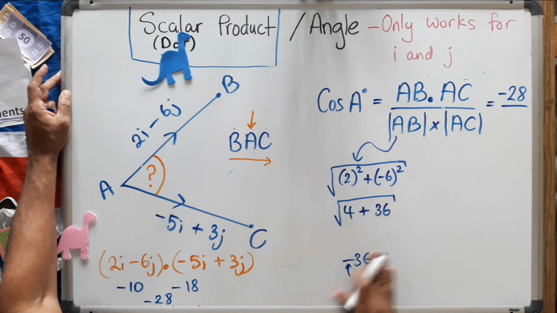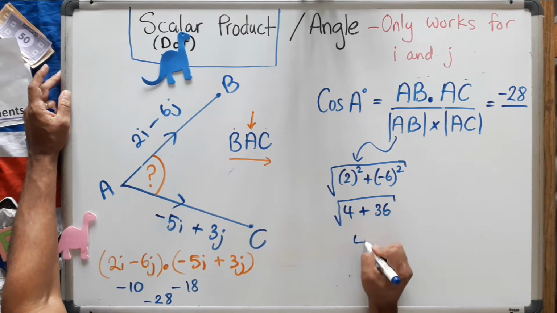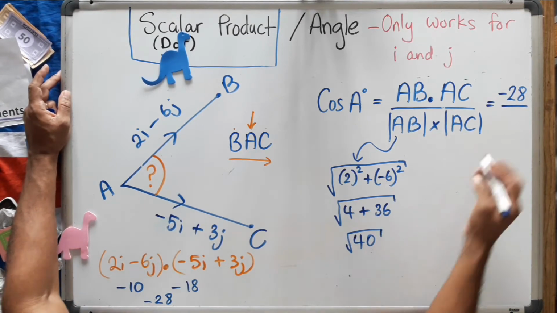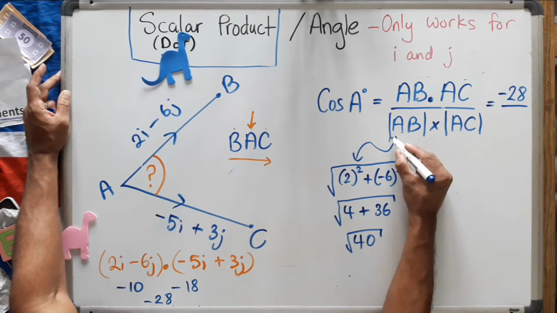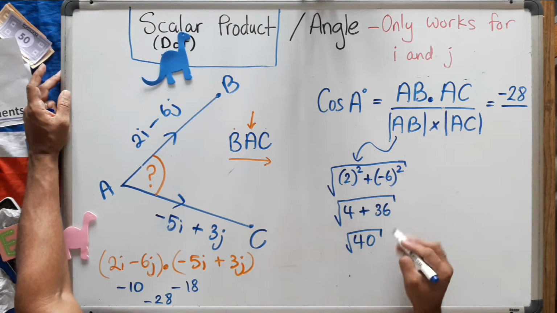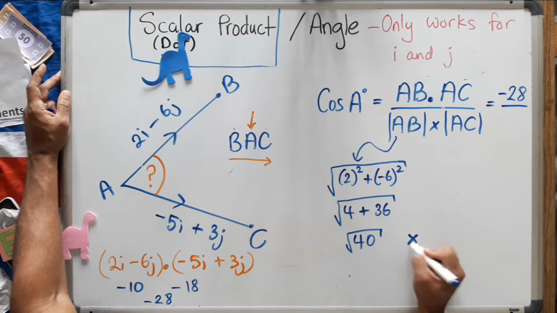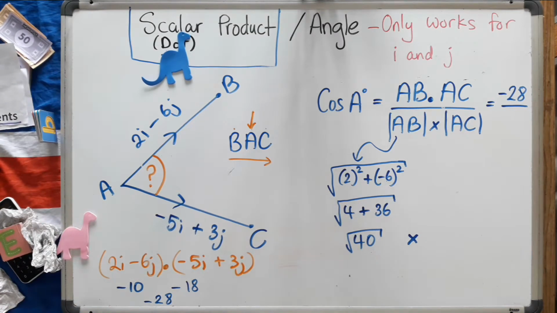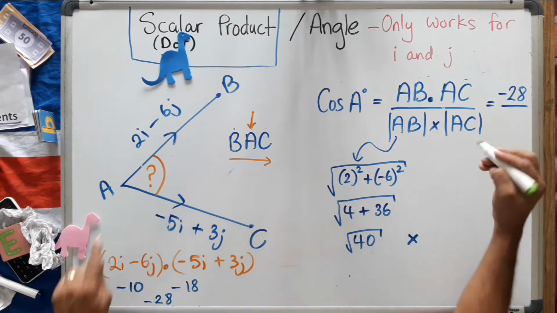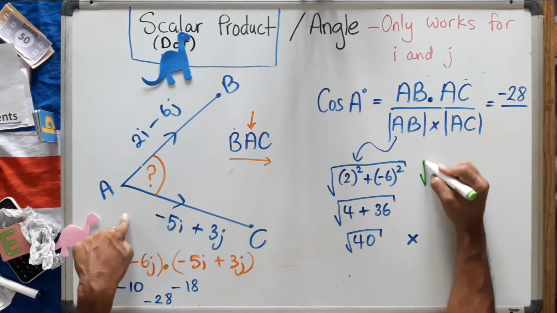And then you square root this. 4 plus 36 is the square root of 40. I'm going to leave it as a surd. So the magnitude of AB is the square root of 40. Multiply by the square root of AC. Let's find the magnitude of AC.